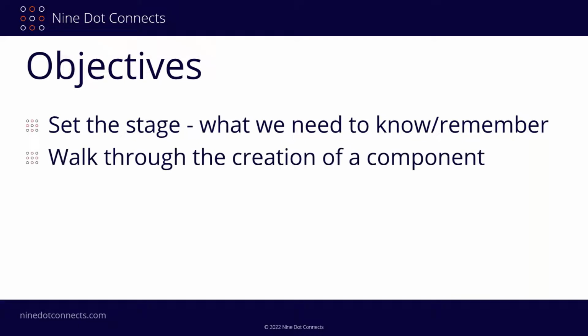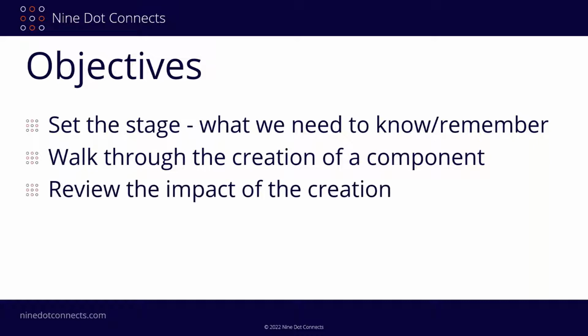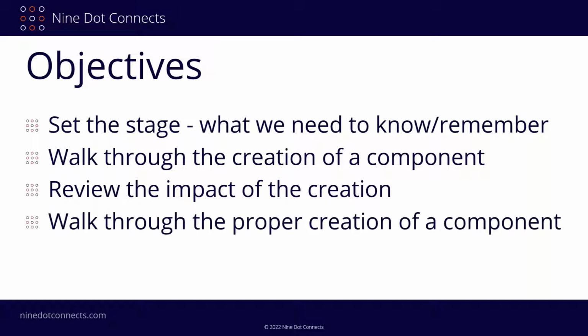Then we will create a component, and I'll make it rather quickly. You'll be surprised at how easy and how quick I can make a component. But we're also going to see what I did wrong in creating that component, so the impact of this creation. And lastly, we'll go through the proper creation of a component. I'll give you a little hint: the proper creation is not too far off. In fact, it's the same procedure in a sense. It's just the order of operation and knowing what happens when you do certain things. So we'll go through that here today.